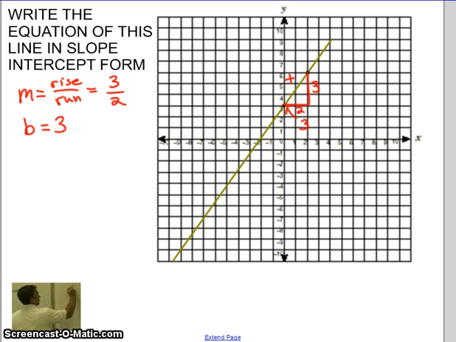Alright, so now I have my slope, I have my y-intercept. So I'm just going to sub in those values into slope-intercept form. And there goes my answer.